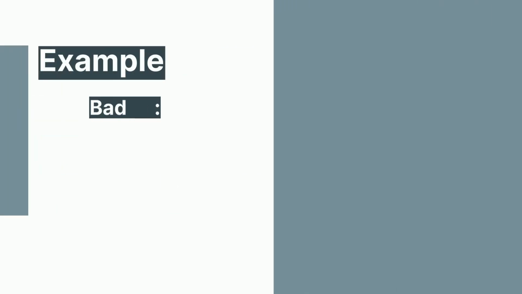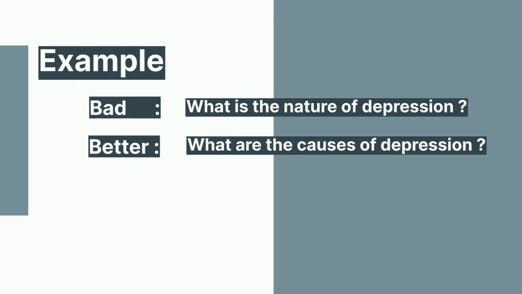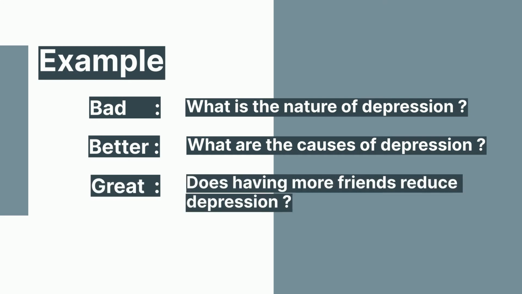Alright, so let's go through an example. Now here's a bad example of a research question. What is the nature of depression? This is a very vague research question because what do we mean by the nature of depression? How do we measure nature? What is nature? It's very unclear. So a better version could be, what causes depression? That is already a lot clearer, but still it could be a little bit better because causes are so vague and so general that it's still not clear what we should measure there. So a great example would be, does having more friends reduce depression?